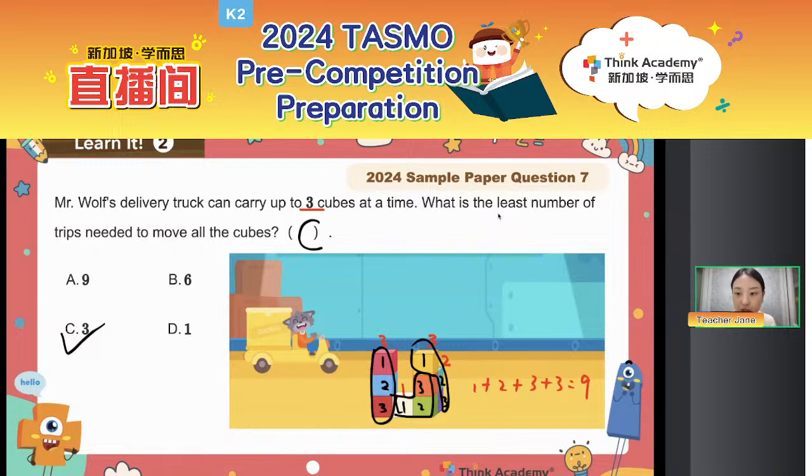At least we need to move 3 times, okay? At least. This is also very important. Or, for example, Teacher Jane is very lazy. Each time I only want to carry 1 cube. Then how many times do I need to move? I only move 1 cube 1 time. Then I need to move 9 times, right? But what we are looking for is the least number of times that we need to move, right? So this time we need to move the most cubes at one time, okay?